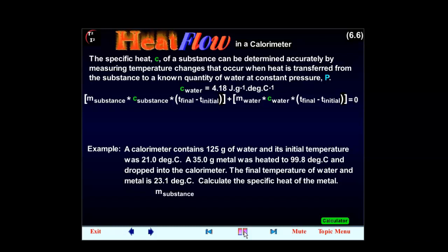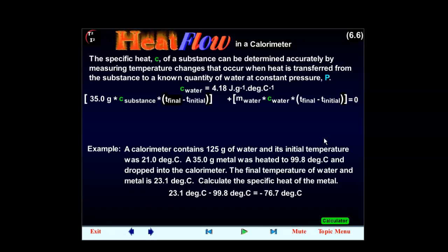Mass of substance equals 35.0 grams. Delta T equals T final, 23.1 degrees Celsius, minus T initial, 99.8 degrees Celsius, equals negative 76.7 degrees Celsius.